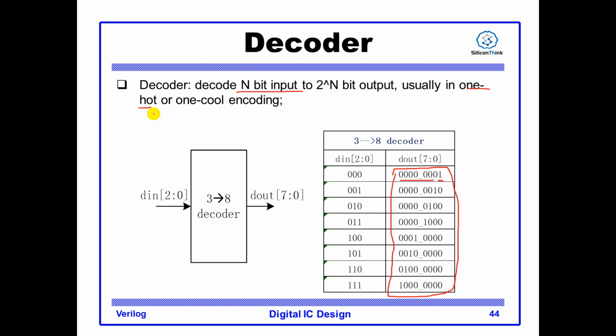The opposite is called 1 cool. That is, among all the bits there is only one bit that is zero, and all the other bits are one. This is called 1 cool.